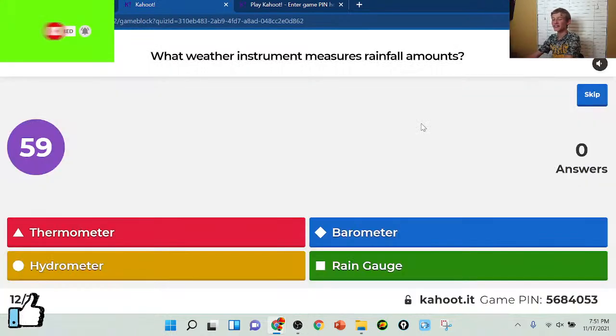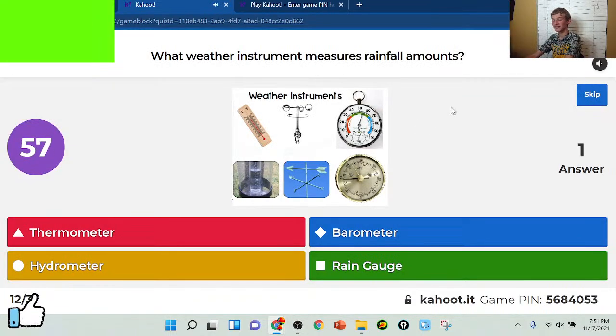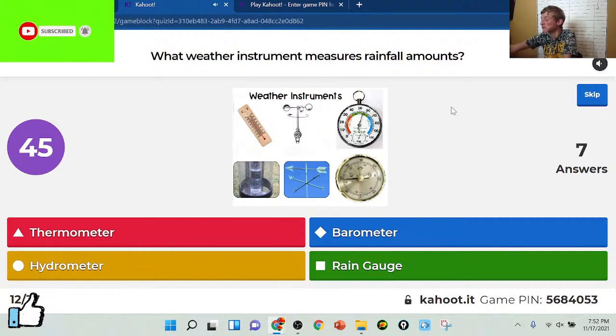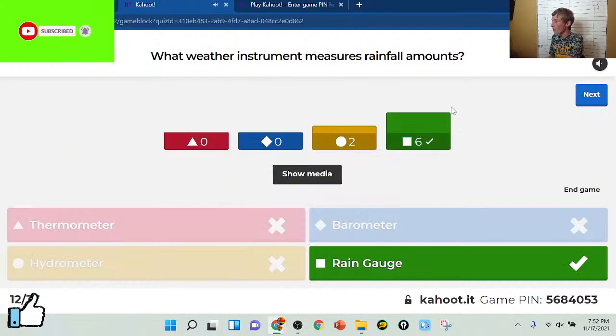Alrighty, which type of weather instrument measures rainfall amounts? Is it the thermometer, the barometer, the hydrometer, or is it the rain gauge? That's true, HQ, that's true. Yes, it is the rain gauge. Hydrometer does not measure rainfall.